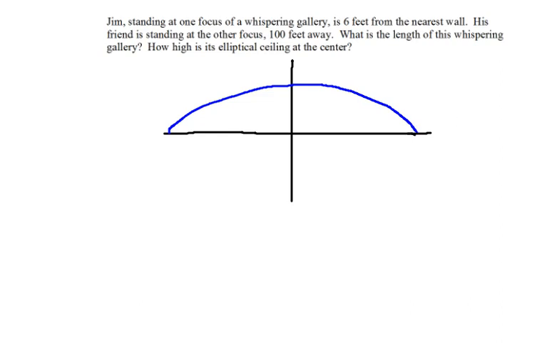Okay, now they talk about Jim standing at one focus. So let's say here is our focus, which means we have another one over here somewhere. And Jim is going to be standing right here. So we have stick figure Jim and stick figure friend. Okay, Jim and his friend. Now I know that I don't draw very beautifully, and that's okay. It's just a matter of getting an idea of what it is that you're talking about.